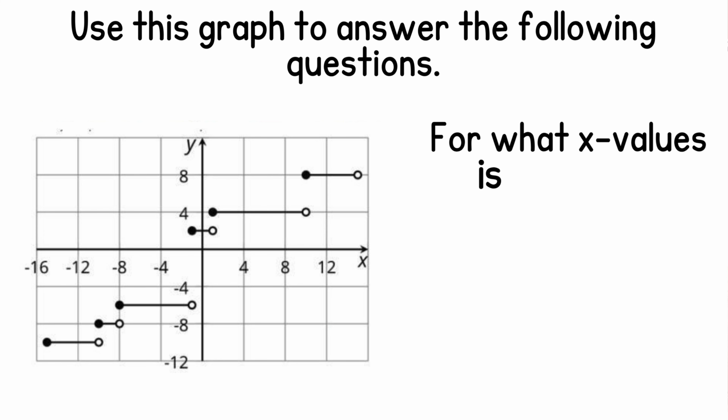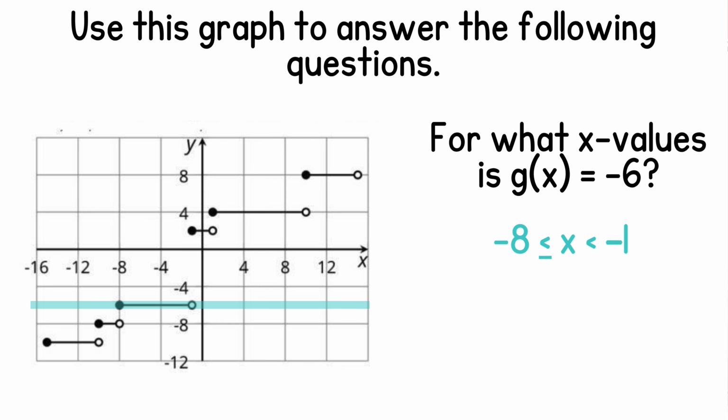Now we're going to decide what x values make g of x equal to negative 6. This time we're looking at the y values, so we'll go to where y is equal to negative 6 and see what x values have a function there. We can see that it includes all x values between negative 8 and negative 1. Negative 1 has an open circle though, so we'll make sure not to put an equal sign under that inequality.